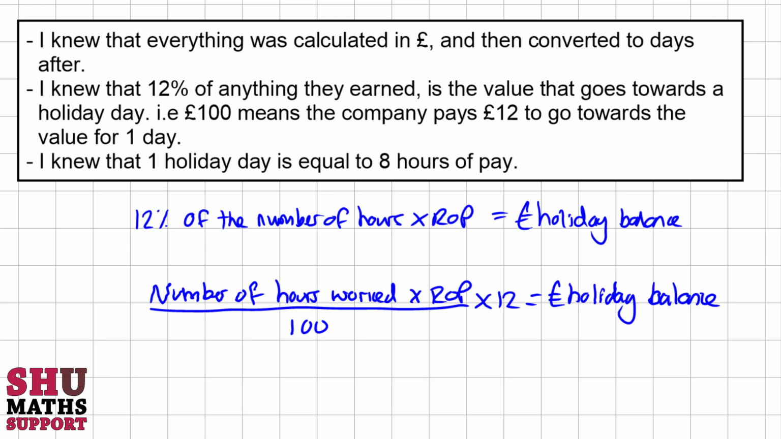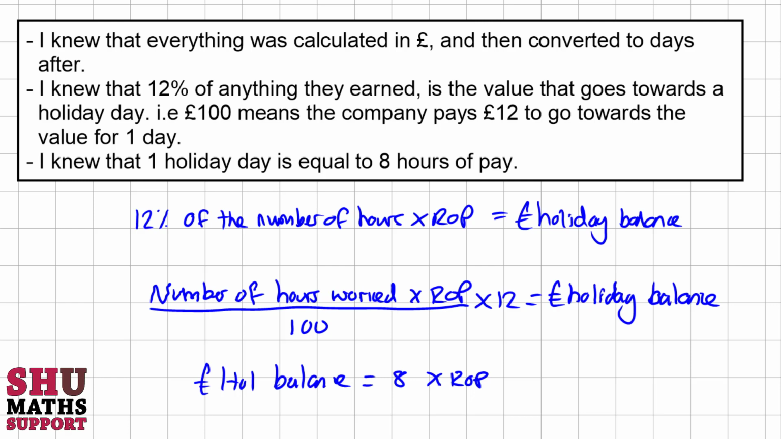Now, the holiday balance part isn't actually that much use to us in that form, because we want to know how many hours we need to work in order to get one holiday day. So the holiday balance needs to be in the form of one holiday day. And since we know that 8 hours is equivalent to one holiday day, then we could say that the holiday balance in pounds is equal to 8 times the rate of pay.